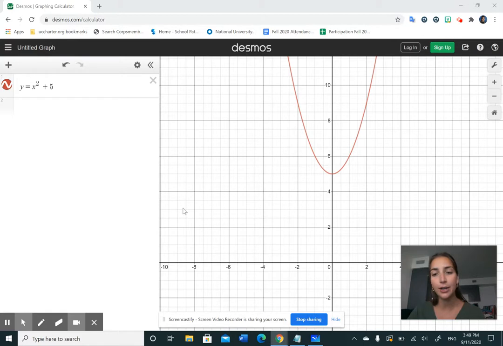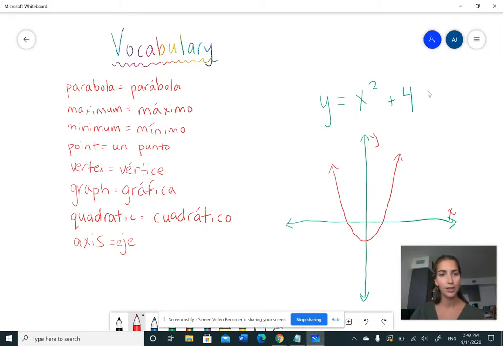Okay, so today we're going to talk about quadratic equations and the graphs of quadratic equations. So the first thing that I would like to do is go over some vocabulary. So this is our vocabulary. A parabola is this graph right here, this U-shaped graph. And in Spanish, it's called parábola. And a lot of these vocabulary words are very similar in Spanish.